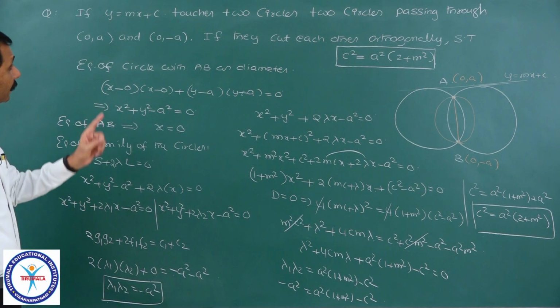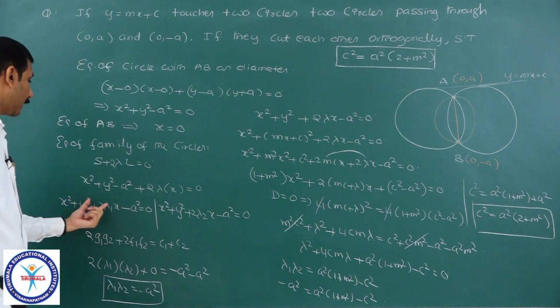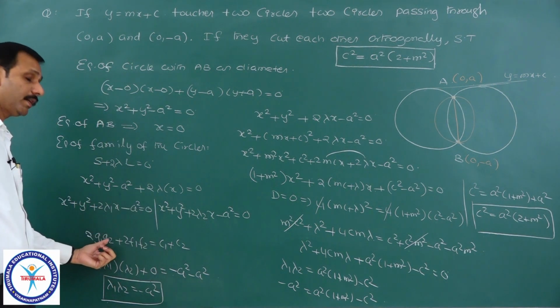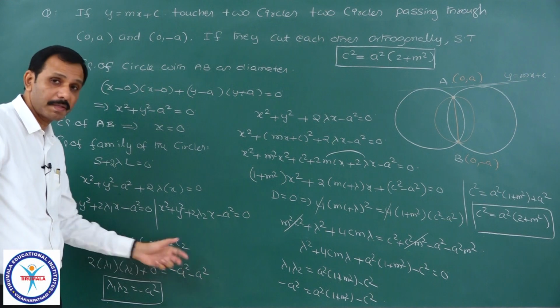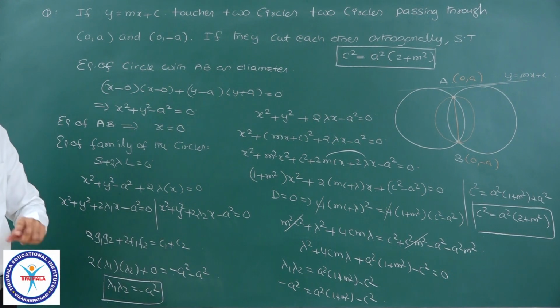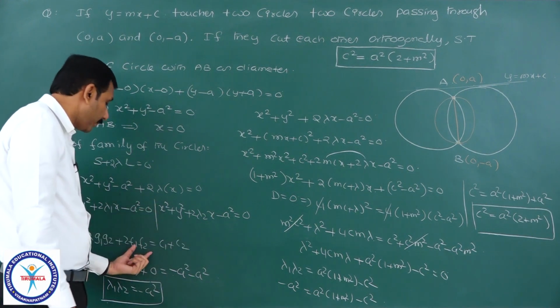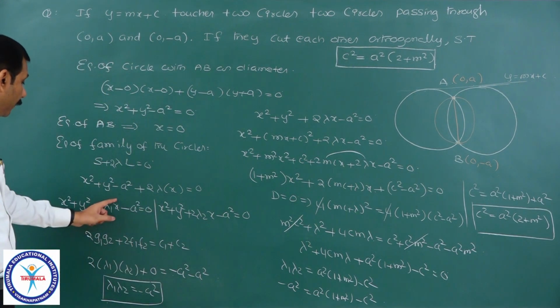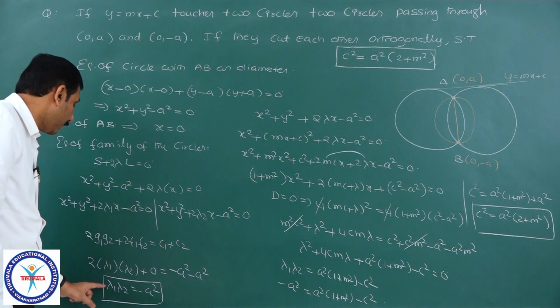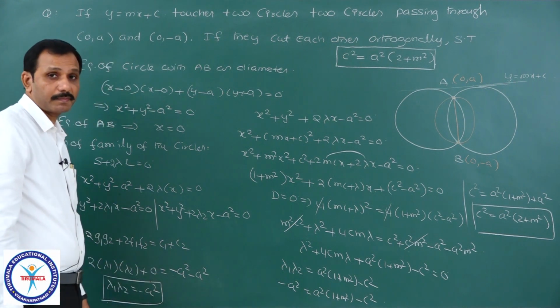Now what is given? They are orthogonal. Two circles are orthogonal means 2 g1 g2 plus 2 f1 f2 equal to c1 plus c2. Of course, if you want, you can use the condition d square equal to r1 square plus r2 square also, but it is simple here. If I apply that one, what I got? Lambda 1 into lambda 2 equal to minus a square.